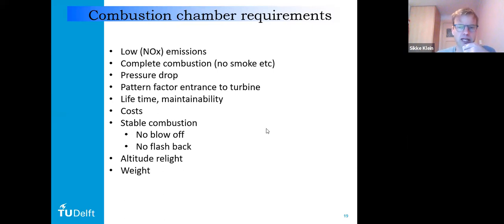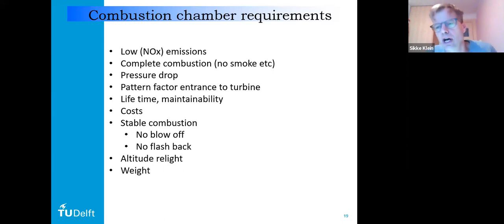The lifetime and maintainability, the cost, that's important, of course. From an operator's point of view, you want to have a long lifetime and good maintainability, low cost, and stable combustion, no blow off, no flashback. We come back to it later. An important one, also a requirement for aero engine combustion, is the weight, to be light. And then you have to wait.